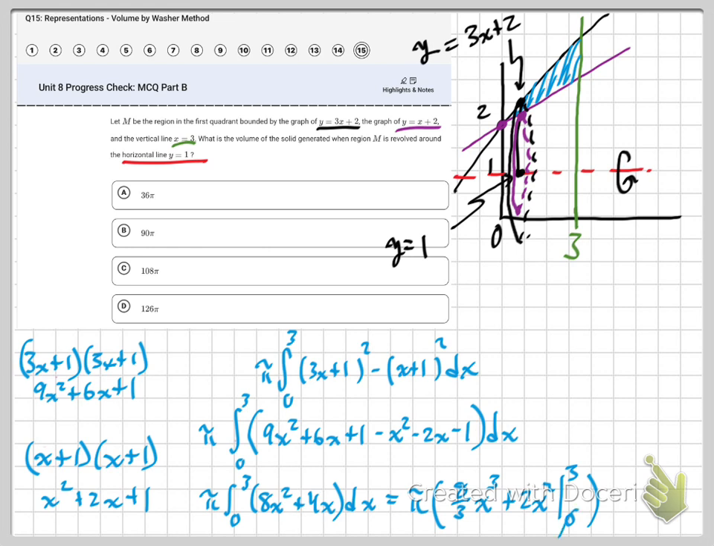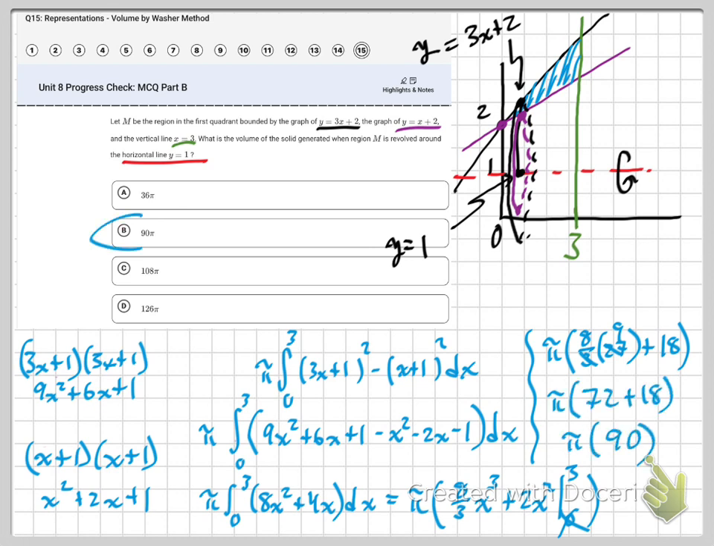Now, I'm going to go ahead and just cross out this 0 because both of these terms have an x term. And so when I plug the 0 in, they're just going to go away. They'll be zeros. So let's not bother ourselves with that. So when I plug in the 3, I get 8 over 3 times 27 plus 3 squared, which is 9, times 2 is 18. And then when I do a little bit of math, I get 72 plus 18, which gives me 90 times pi, which is our answer.